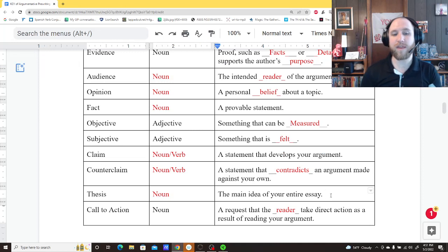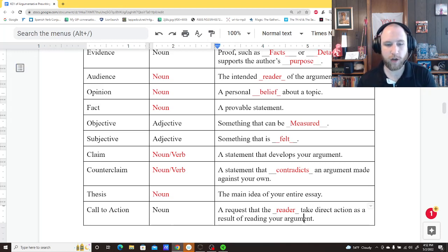Next, we have a thesis. This is the main idea of your entire essay. It has several parts and should be very well constructed. We'll learn more about that later, but just know that a thesis is the main idea of your essay. It's one sentence that pulls together all your ideas.